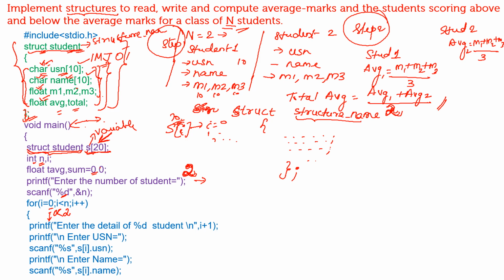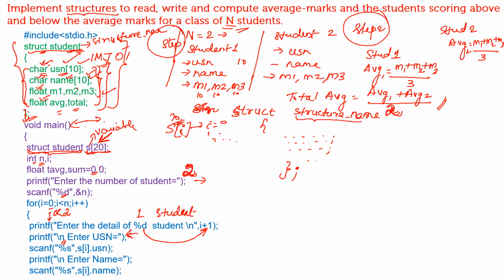Okay. So what are the data you have to enter? One is USN, second is name, third is the marks, these three things you have to enter. Okay, so see here, printf, enter the detail of percentage d student. So this percentage d will be replaced by I plus 1. So it will be denoting as enter the detail of first student. Printf slash n, it takes a new line. Enter USN is equal to, you can enter the USN now.